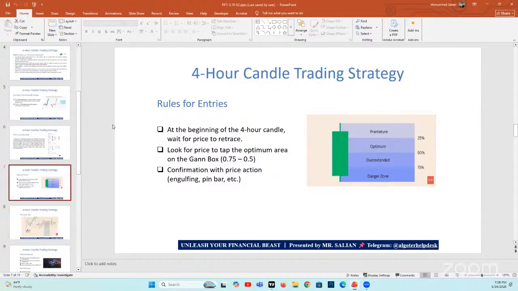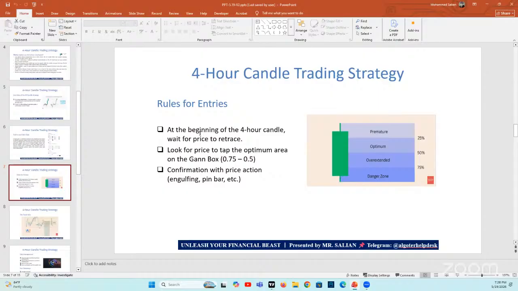Now, the rules for entries at the beginning of the 4 hour. Trading starts at what time? 6 o'clock, right? Then count, then 6, 10, then 2 o'clock, then 5 o'clock, like this, right? So you will now have the idea what to do after every 4 hours.